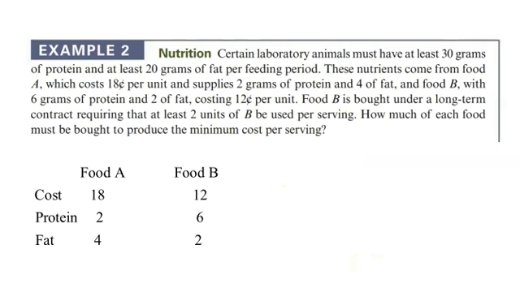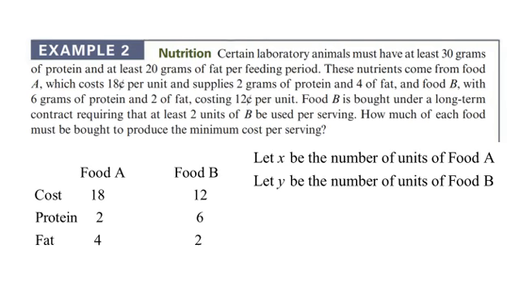So we need some variables here. I'm going to let X represent the number of units of food A. How many units of food A am I going to purchase? Y is going to be the number of units of food B. So the cost, 18 cents for each unit of A plus 12 cents for each unit of B. So our cost will be 18x plus 12y.